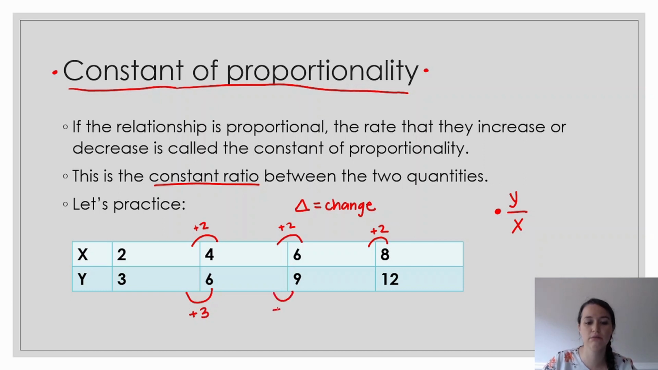Six to nine, I've gone up three. Nine to 12, I've gone up three. Okay, I put the plus sign so that way I know that I'm increasing three and not decreasing. If I was decreasing, I'd put a minus three or like a negative three.